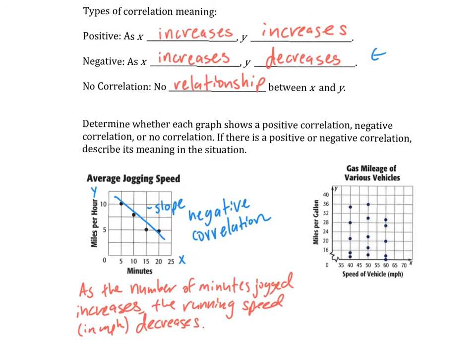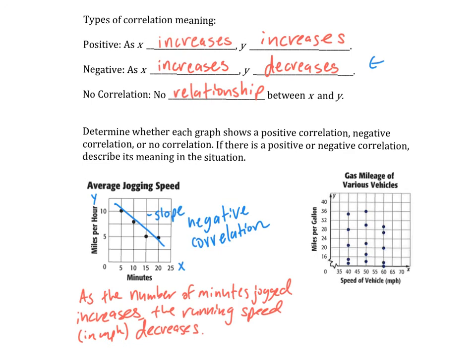So we followed our outline here. As x increases, so I just replaced x with the number of minutes jogged, which is our x variable, our independent variable, increases, then y, the running speed, decreases.